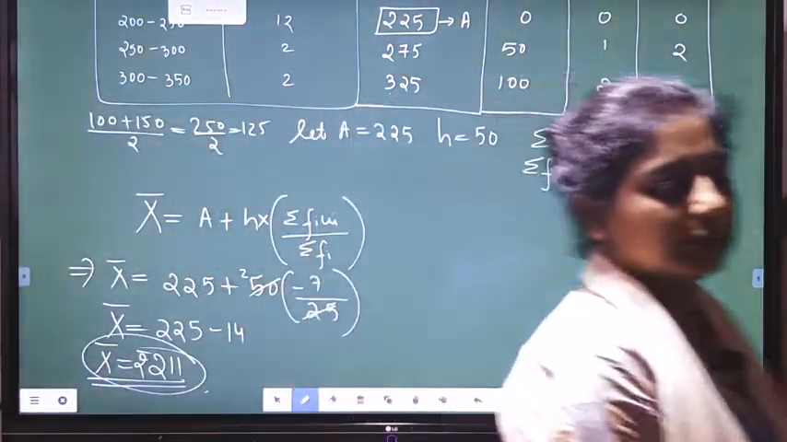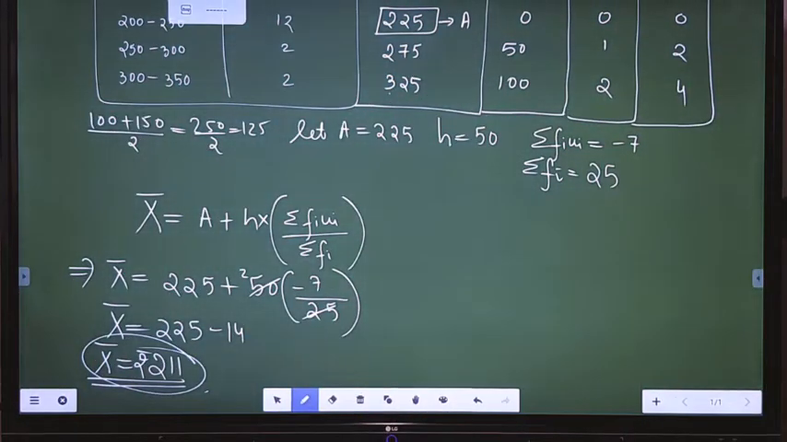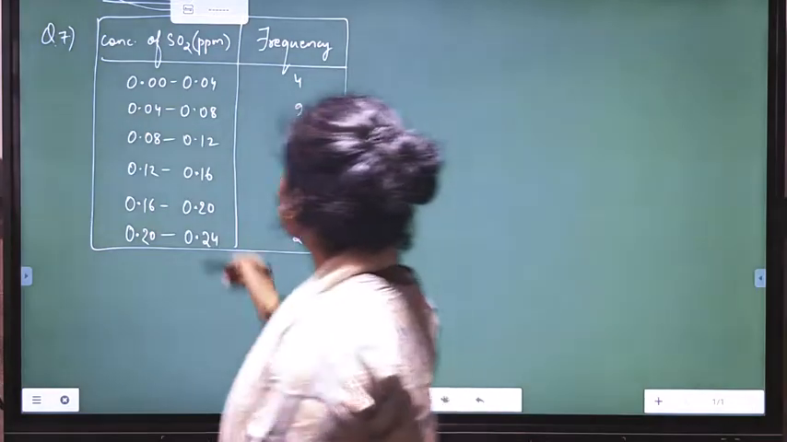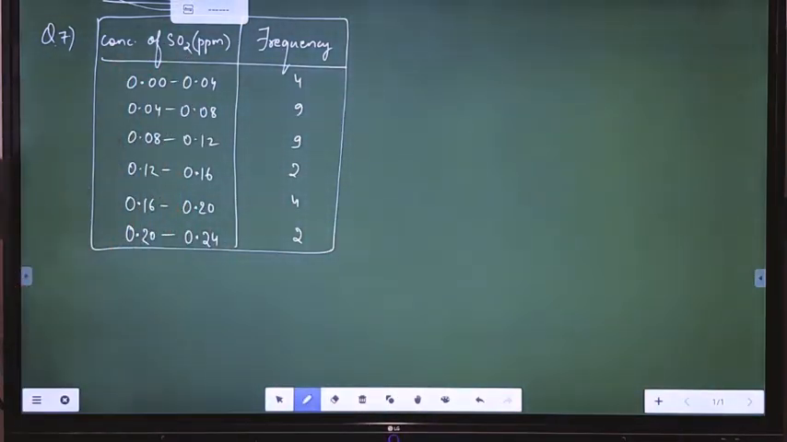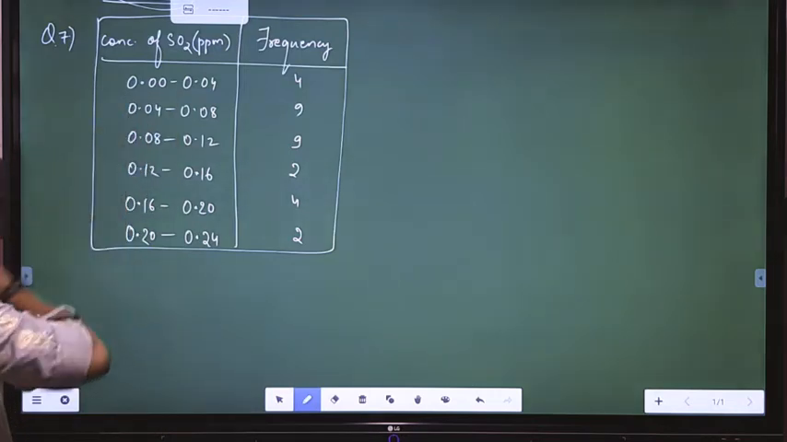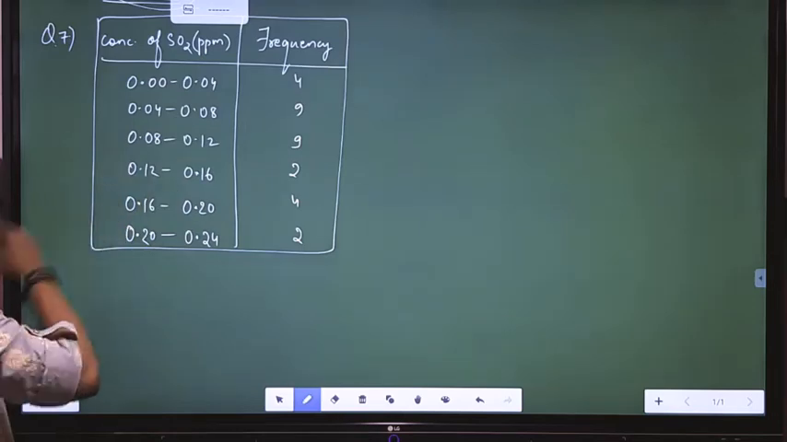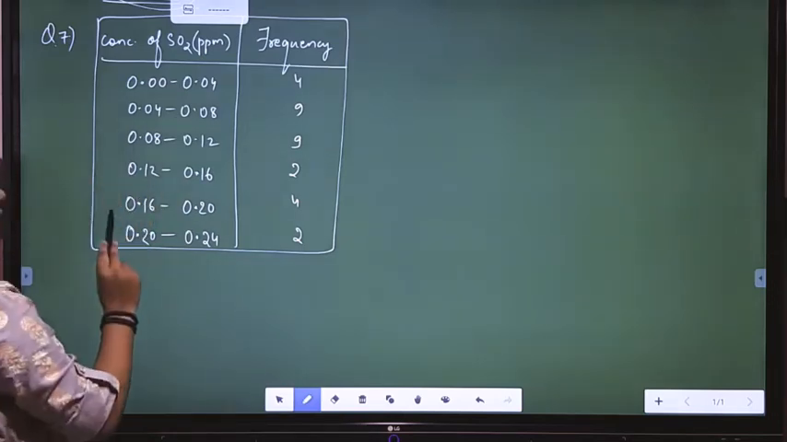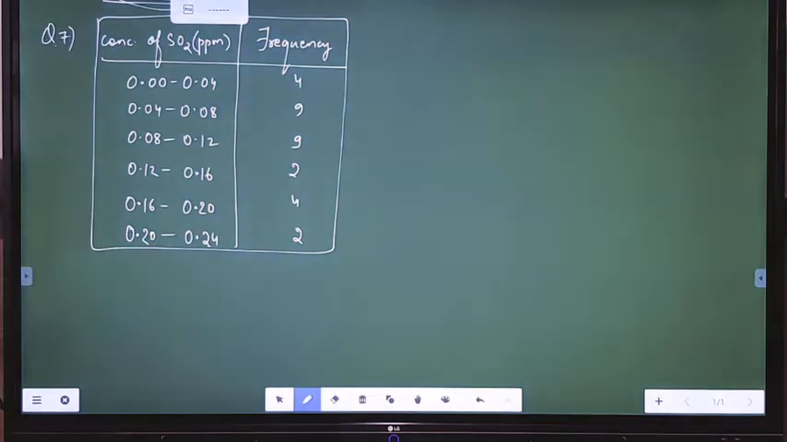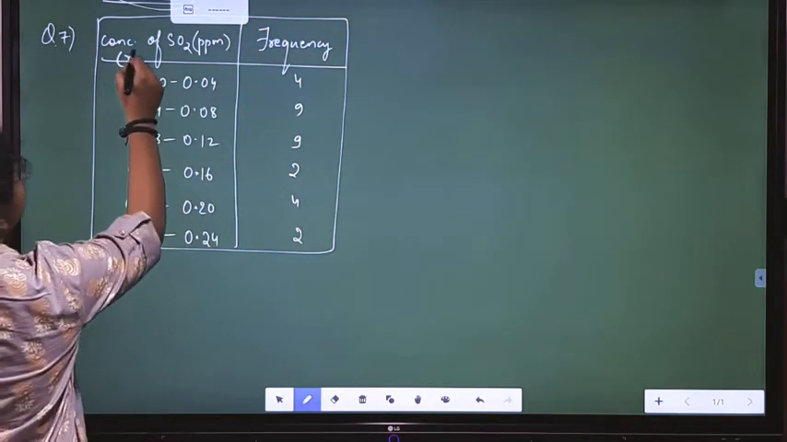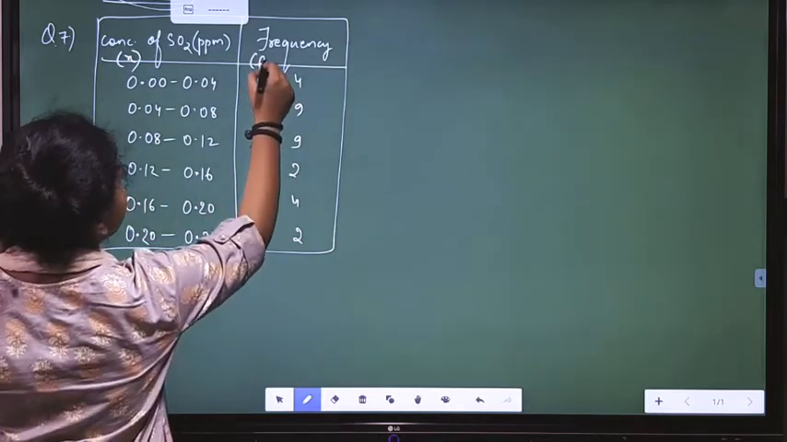This is our question number 6. Question number 7. In question number 7, this table has been given to us. This shows the concentration of SO2, sulfur dioxide, in parts per million. So, this is the class interval 0.00 to 0.04, 0.04 to 0.08, 0.08 to 0.12, 0.12 to 0.16, 0.16 to 0.20, 0.20 to 0.24. And this is the frequency. Let us consider this value as x, this is fi.